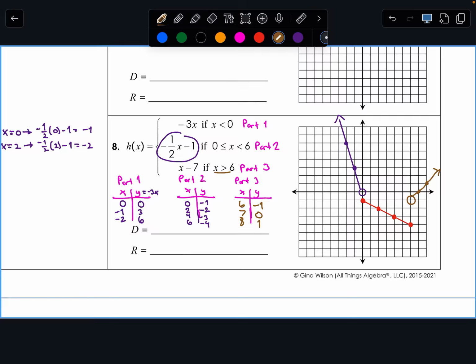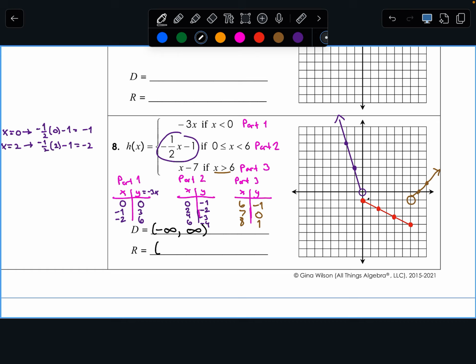So all I'm going to do is write the domain. So the domain is going to be negative infinity to... there's an open circle here, but there's a closed circle right here. So that's going to keep going, and so actually guess what? The domain is going to be negative infinity to positive infinity, because there's no break.